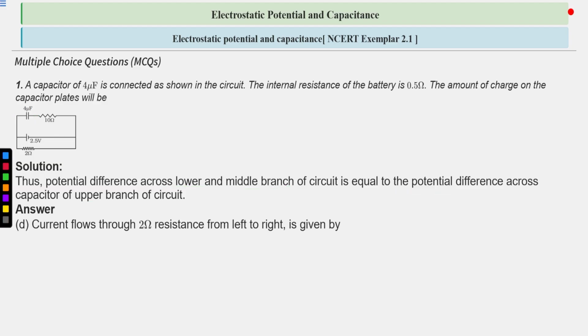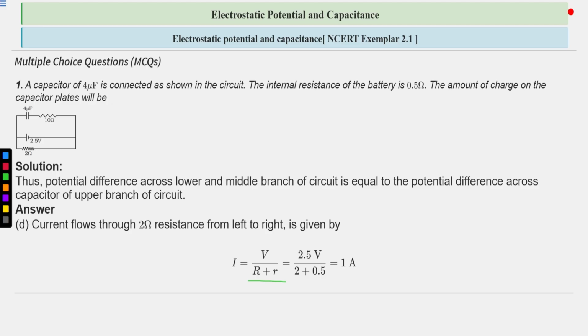So, answer D. The current flowing through the 2 ohm resistance from left to right is given by I equal to V upon R plus r. So what is the current through the 2 ohm resistor? The 10 ohm resistor is not considered here because there is no flow of current through it. Only the 2 ohm resistor is being considered.